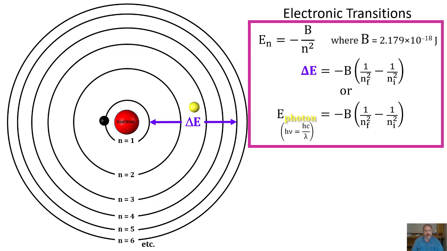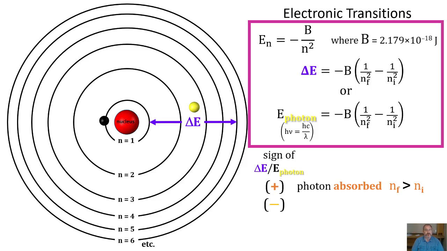And anytime you do calculations with these equations, we need to start paying attention to the sign of delta E and the sign of E photon, because the sign is going to tell us whether photons are being emitted by the process or being absorbed by the process. So when you do these calculations, if the sign of delta E or the sign of E photon is positive, that means that a photon is being absorbed by the electron and that the electron is going from a low energy level and ending in a higher energy state.